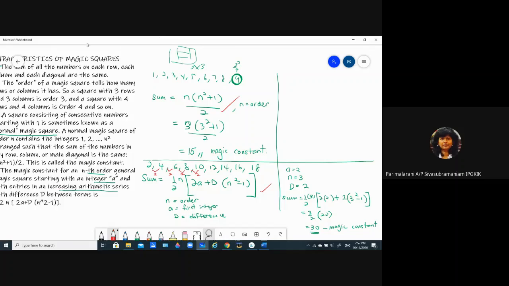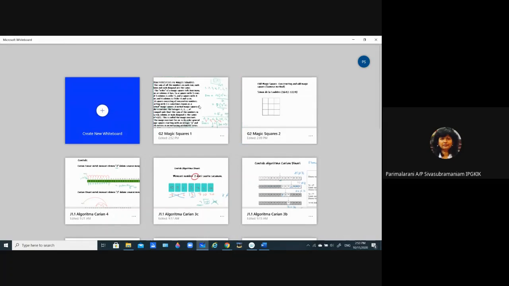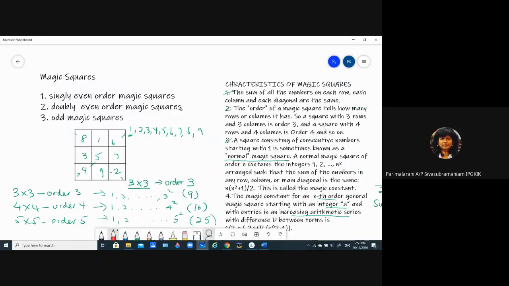So we have looked at the characteristics of a magic square and the formulas on how to calculate the sum for each row, each column, and each diagonal. The other thing that we want to tell you is that there are 3 types of magic squares. We have singly even order magic squares, doubly even order magic squares, and odd magic squares. 3 by 3 is an odd number, so this is an odd magic square.